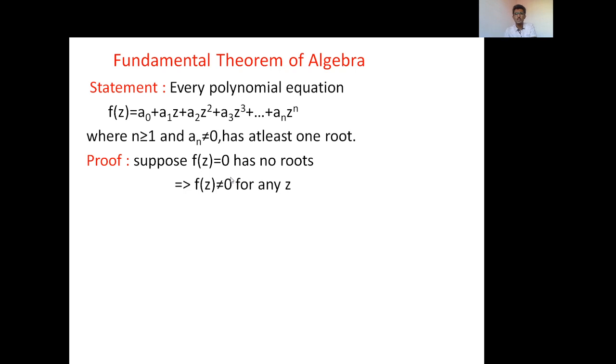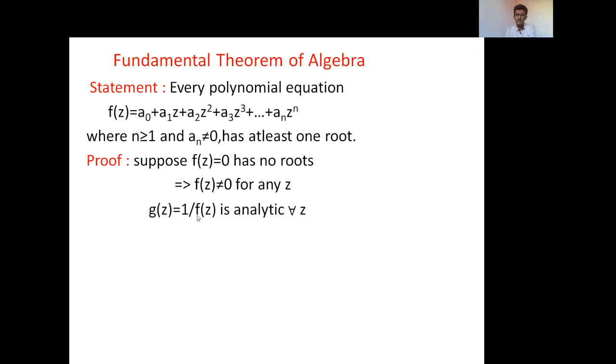The root may be real or complex. Suppose f of z is not equal to 0 for any z, and given f of z is a polynomial function which is analytic everywhere. Since f of z is analytic, if we choose another function which is the reciprocal of this function, then that function is also analytic. So we choose another function g of z which is equal to 1 by f of z.